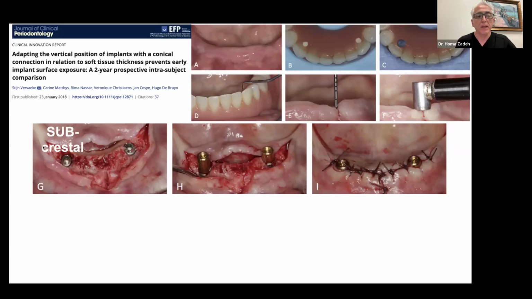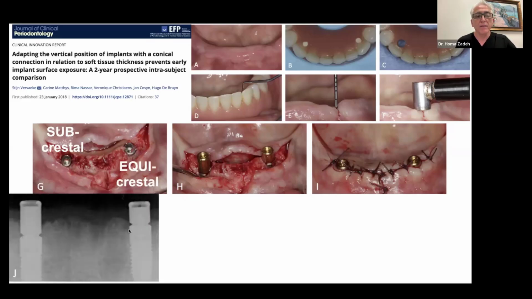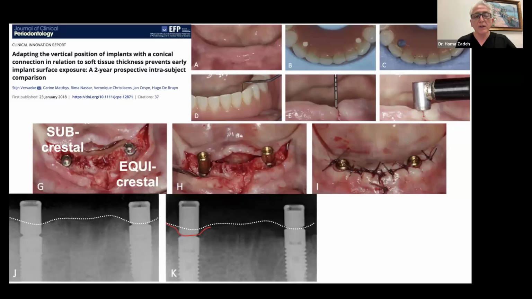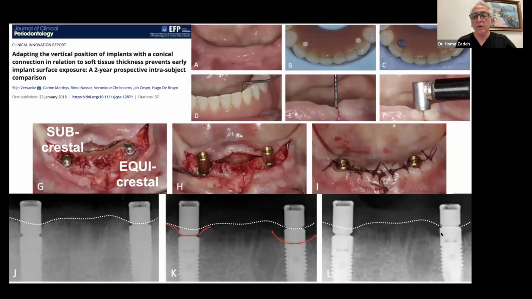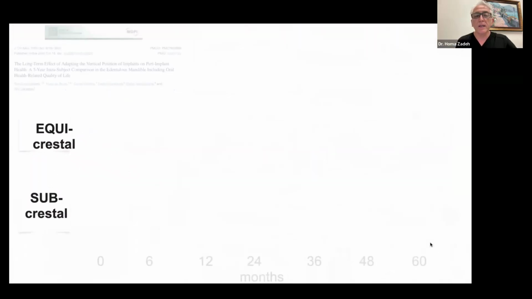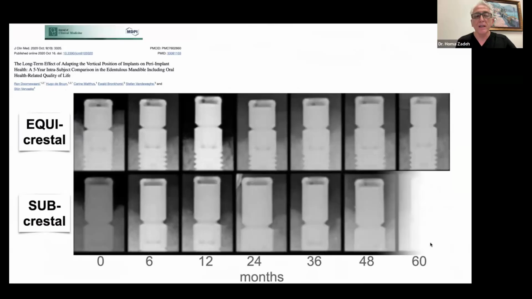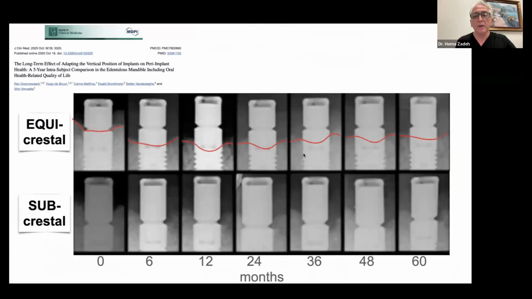So if the implant is placed subcrestal or equicrestal at the same level as the bone, what they find is that when the implant is placed subcrestal, the bone is much more stable. You can see that over time, subcrestal has stability, equicrestal starts losing bone. Okay, and you can see in this follow-up of a 5-year study, equicrestal placement, significant bone loss, subcrestal placement of the implants, very stable bone.